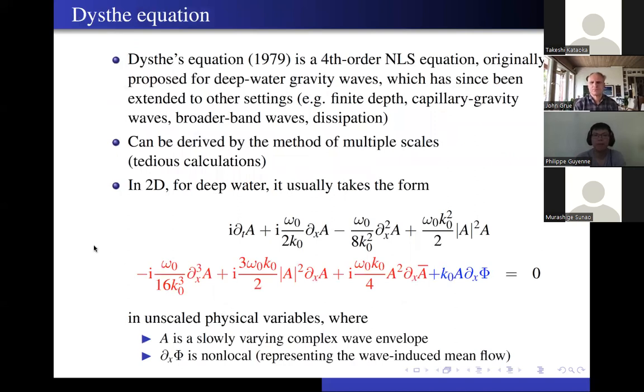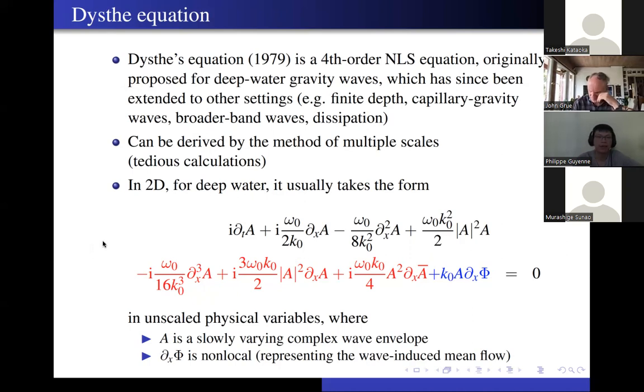All right, so the NLS equation is a very interesting equation, but it's a leading order approximation, so it has a limited range of applicability. The Dysthe equation is the refinement of the NLS equation. Dysthe went one step further in the perturbation calculations. He originally did this calculation for deep water gravity waves, and since then, the model has been extended to many other settings. So it's very popular among the water wave community. This model can be derived by the method of multiple scales, and this has been the traditional method. The calculations are notoriously tedious.